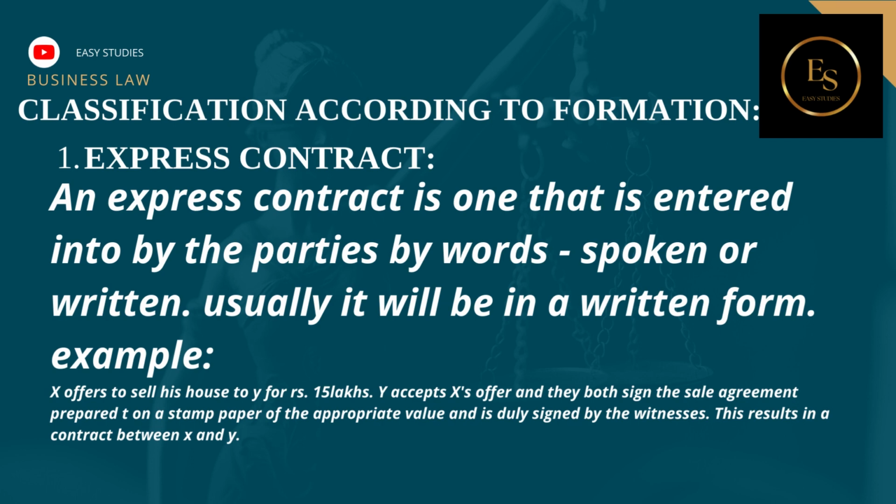Example: X offers to sell his house to Y for rupees 15 lakhs. Y accepts the offer and they both sign the sale agreement prepared on a stamp paper of the appropriate value and duly signed by the witnesses. This results in a contract between X and Y.